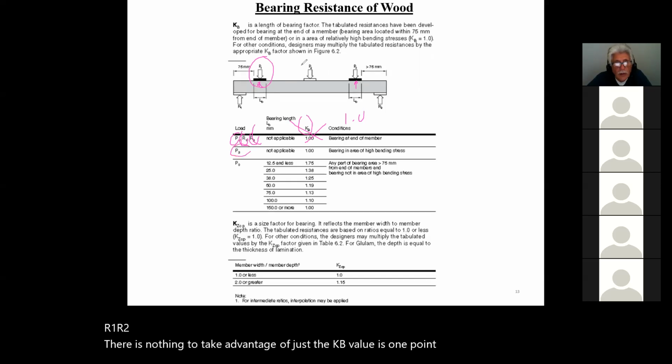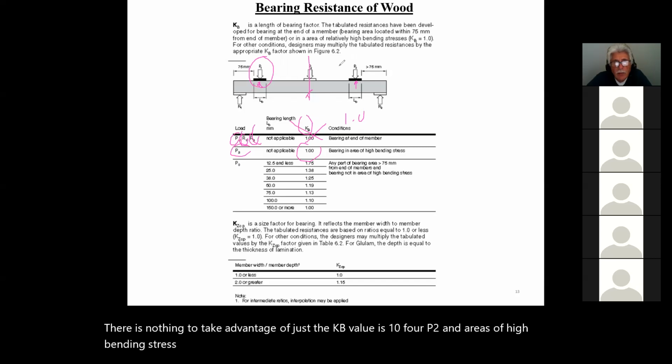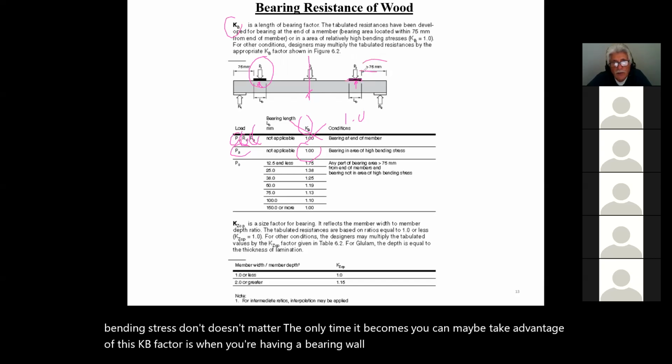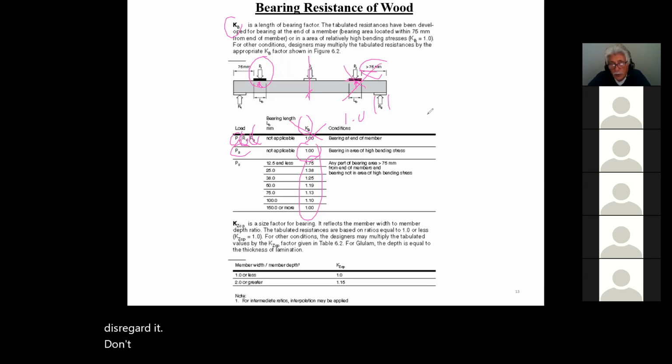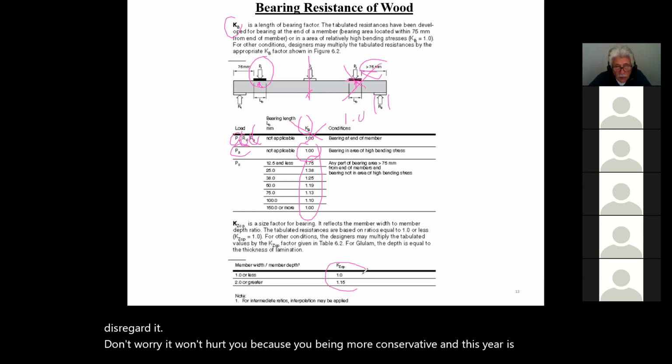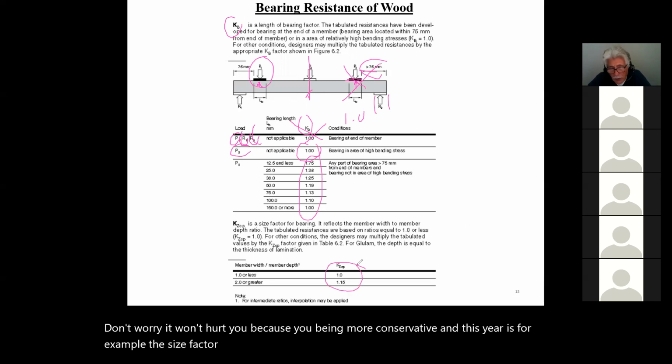For P2 in areas of high bending stress, it doesn't matter. The only time you can maybe take advantage of this KB factor is when you have a bearing wall sitting greater than 75 millimeters away from the reaction area. If you want, you can increase your values of bearing, but if you disregard it, don't worry, it won't hurt you because you're being more conservative. And this here is, for example, the size factor, which you don't have to worry about because this is already incorporated in one of the tables we're going to be using.